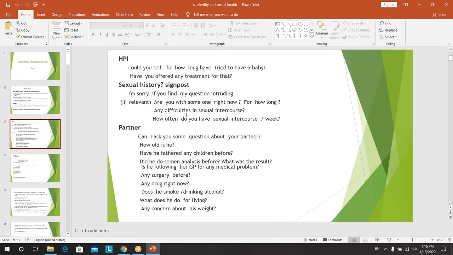Okay, after that, any difficulty in sexual intercourse? Now you are safe because she told you that she has a male partner like Tom. So if you ask this question, you are safe. Any difficulty during sexual intercourse? She will say, no, doctor. Okay, how often do you have sexual intercourse every week? This is regarding the sexual history, a very important history in subfertility and sexual health problems. And signpost to yourself.